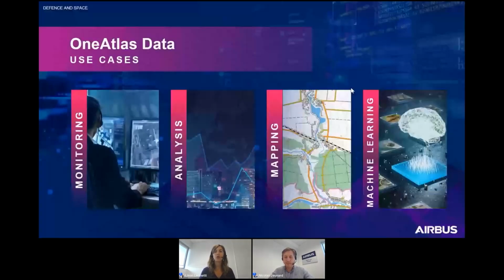So now moving on to use cases. Living Library is really an offer for any type of vertical application. Here we are really going to focus on generic applications, which are actually the core of geospatial applications in the end. So we start with monitoring, which is strongly related, just after in the value chain, to the analysis, but we have also mapping and machine learning.